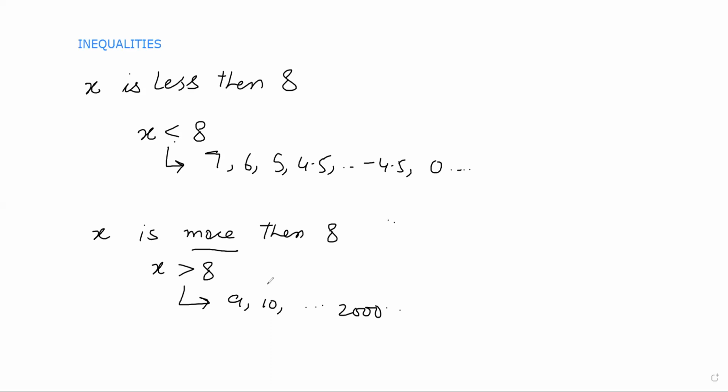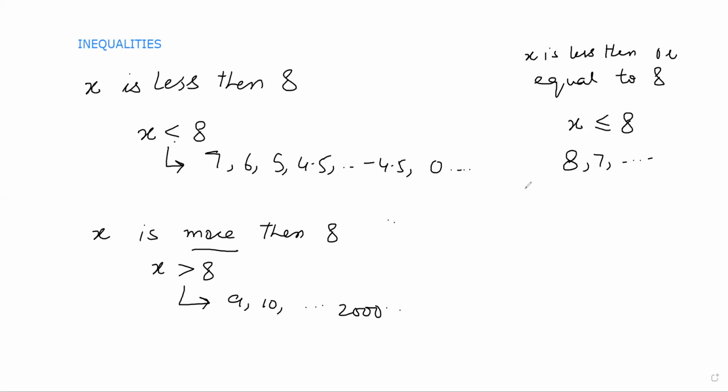Now, can an inequality be written like this: x is less than or equal to 8? Yes, teacher. We just changed the sign by adding an extra line below it. You can write a sign of equality over here. It can be written as x is less than or equal to 8. This means that we will include 8, 7, and all the numbers below.